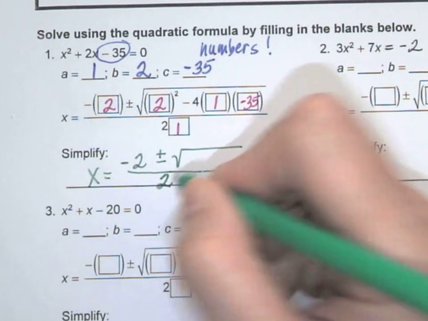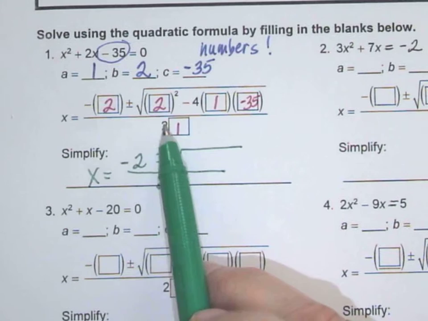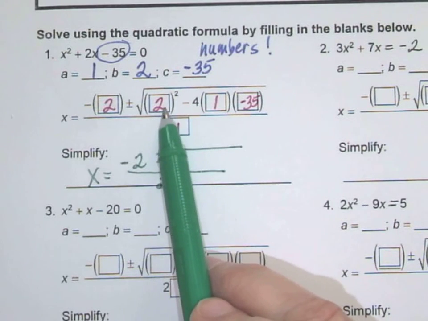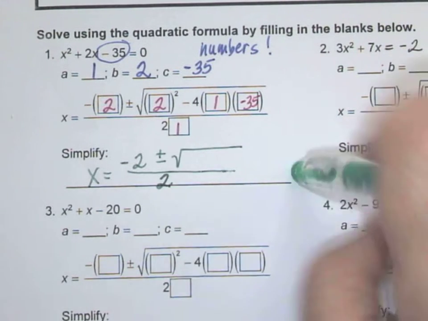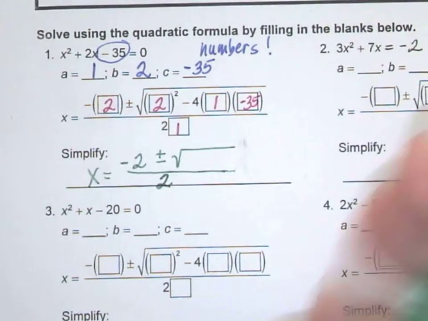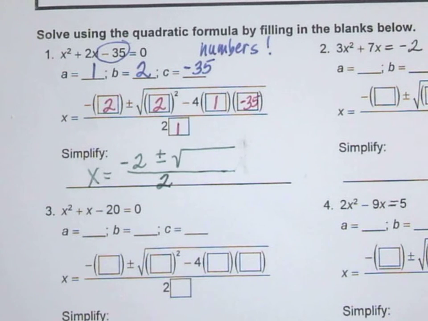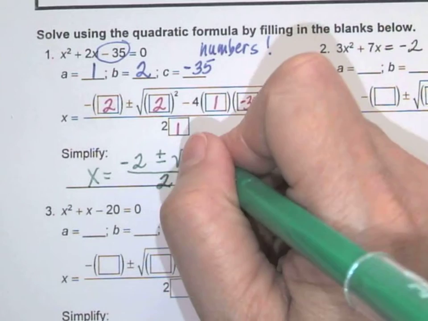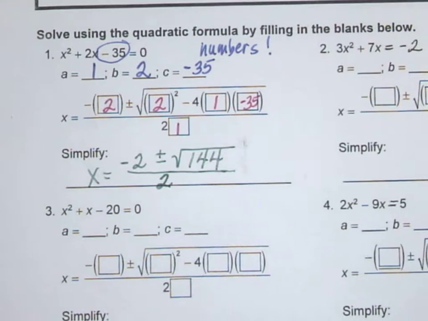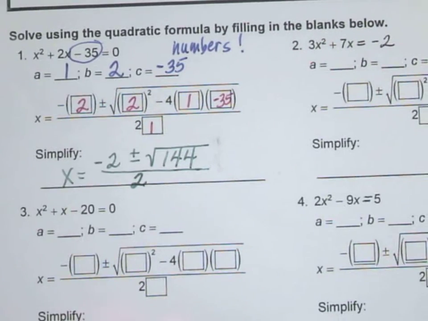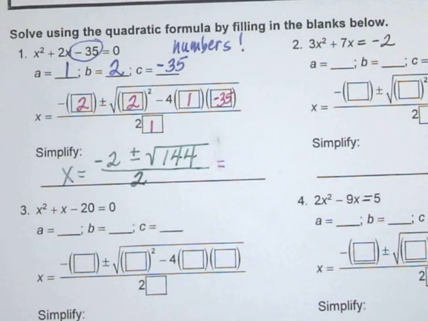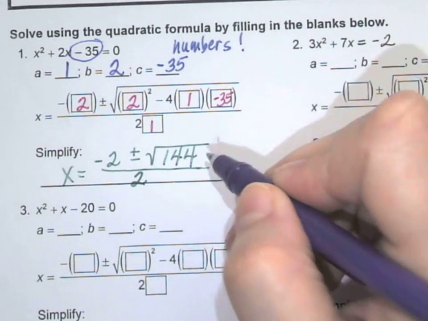So, if I did square root of this, what would I get? 2 times 2 is 4. Like I said, feel free to plug this into your calculator if you don't want to do it in your head like I am. 2 times 2 is 4. 4 plus 4 times 35, I believe that is 140, so that's 144. Now, this one's cool because I know the square root of 144.